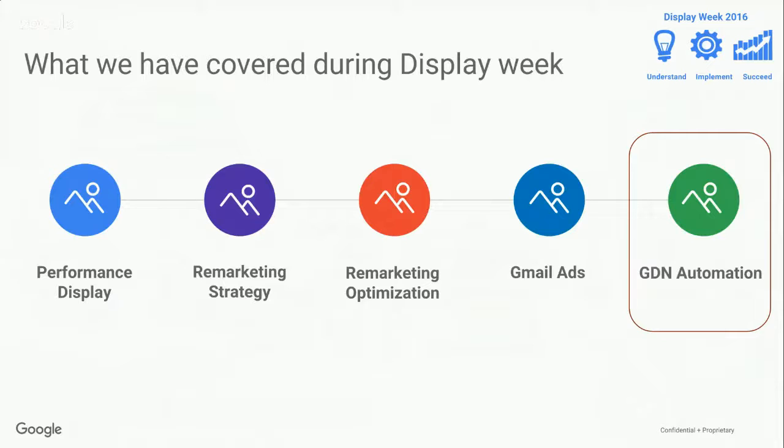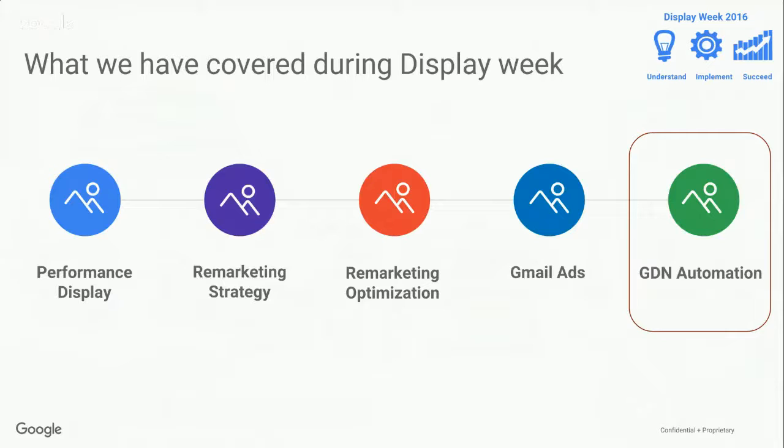We had a session last week on display and how to acquire new customers. We took a look at remarketing strategy, and then how do you optimize and maintain your campaigns. And then yesterday, we had a session on Gmail ads. We've decided today to talk about GDN automation.